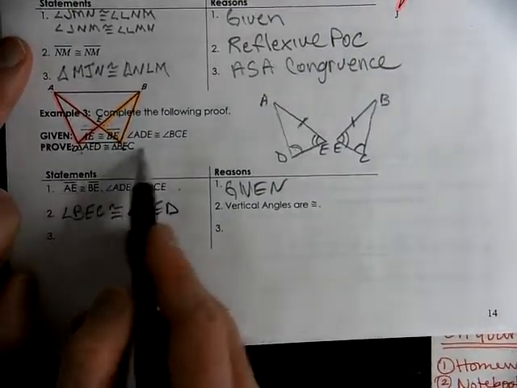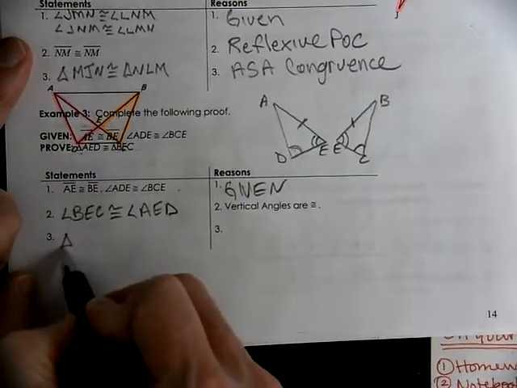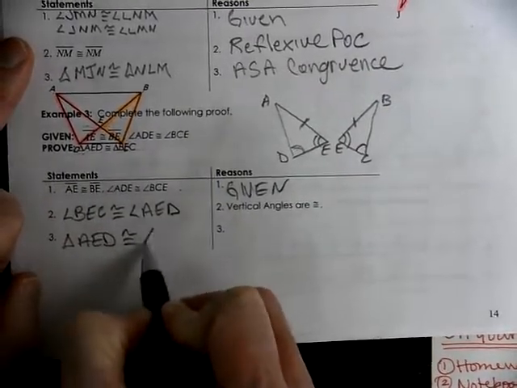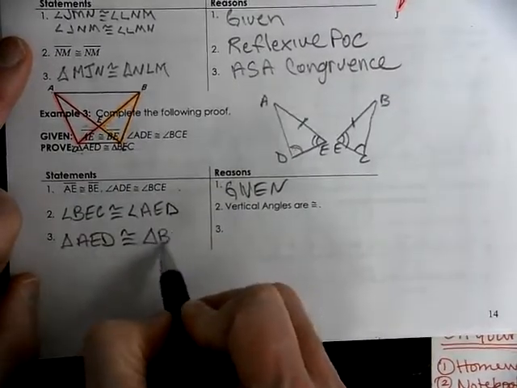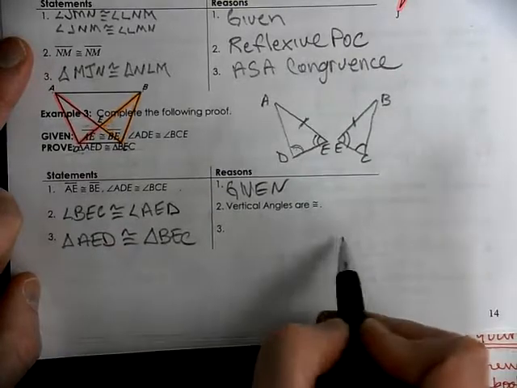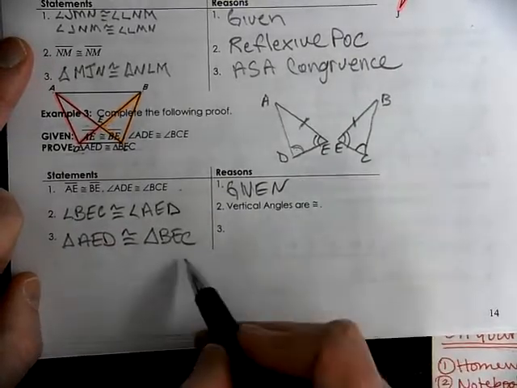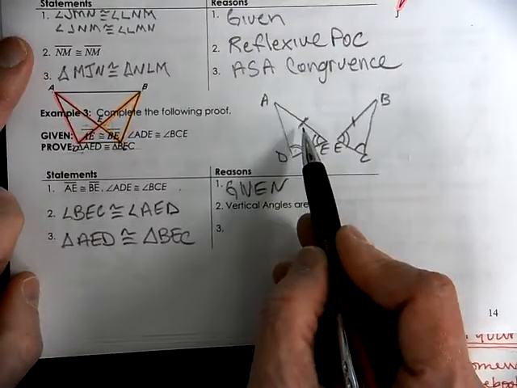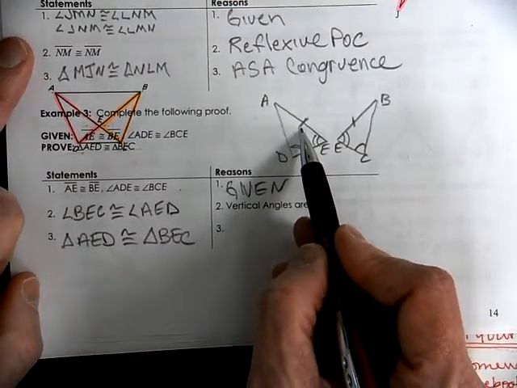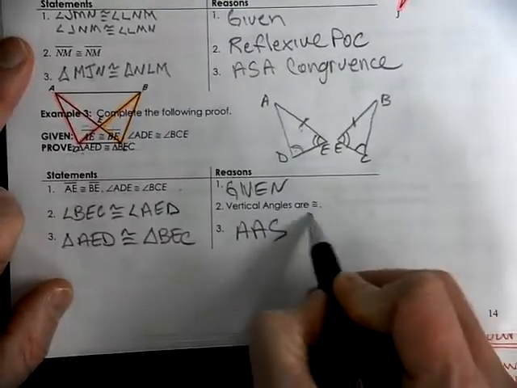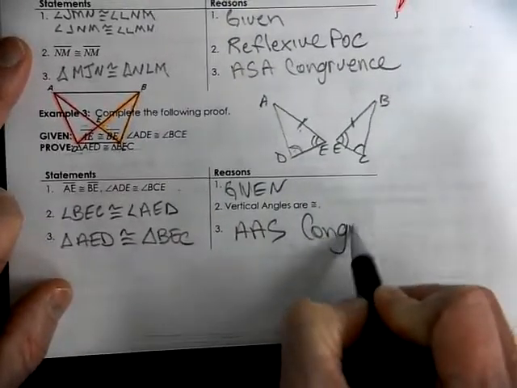All right, so now what you're trying to prove is triangle AED is congruent to triangle BEC, and we have one of our 4 ways we do that. This is the only thing you can put here. We have angle followed by the non-included side. So AAS congruence.